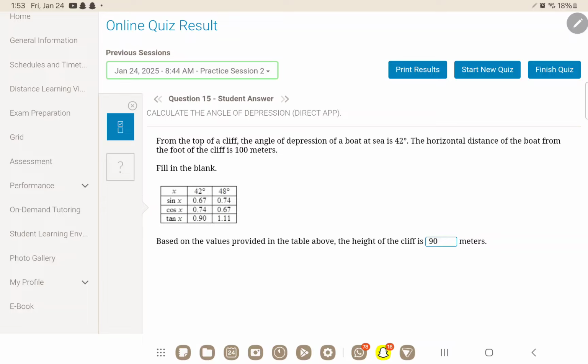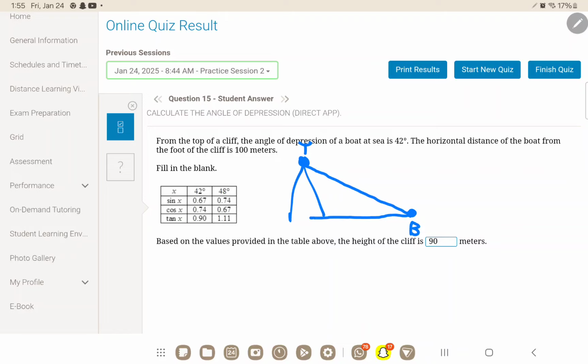Okay, so from the top of a cliff, the angle of depression of a boat on a sea is 42 degrees. The horizontal distance of the boat from the foot of the cliff is 100 meters. Now what we need to draw here is we have a cliff. This is our cliff. The top of it, I'm going to name it T. The depression of a boat at sea is 42. So this is your boat. From the top of the cliff to the boat is a 42 degree angle.